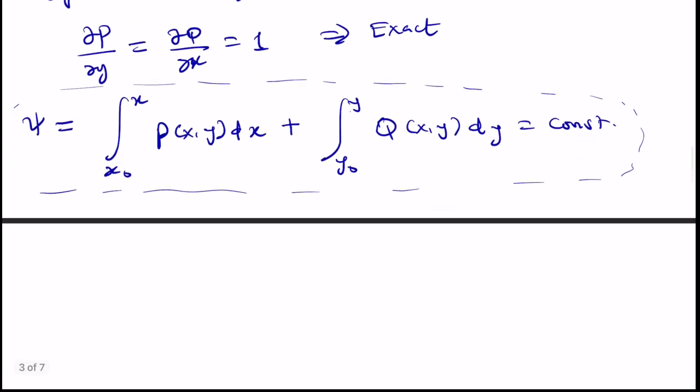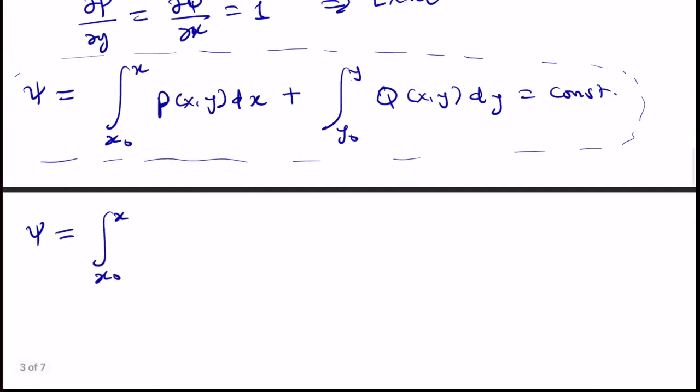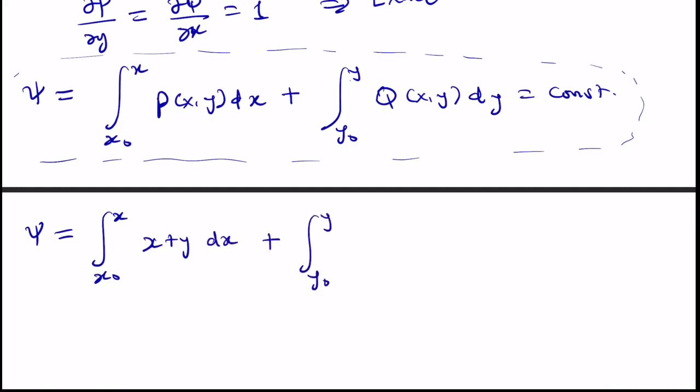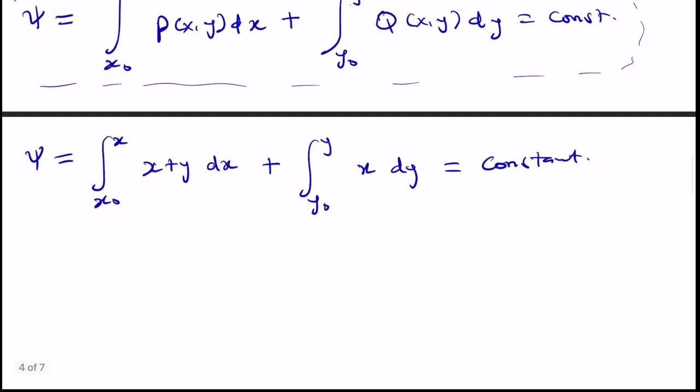Now, our solution is psi is integral from x0 to x. Our p of xy is what? Our p of xy is x plus y dx plus integral from y0 to y. Our q of xy is x dy is equal to a constant, which we don't know. So is equal to a constant. Good. Now we have to integrate.